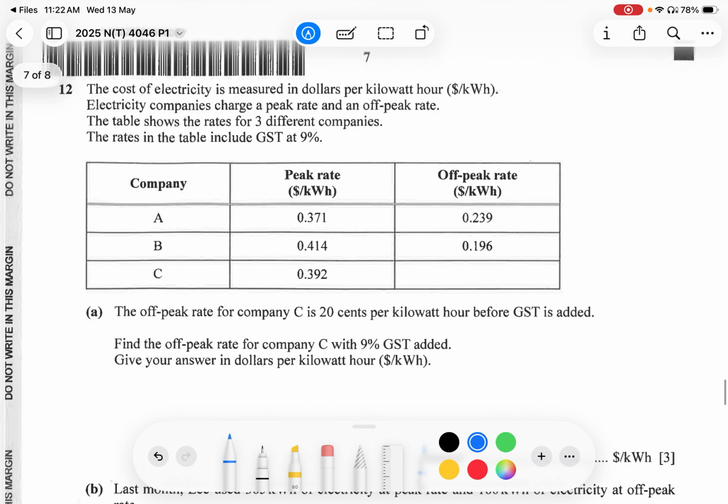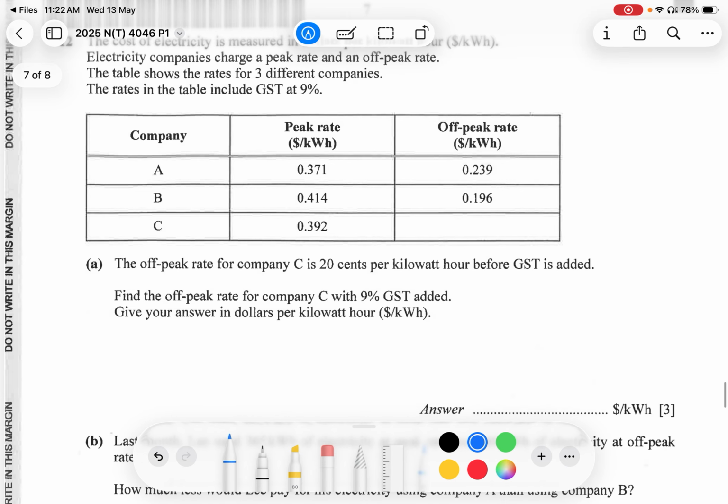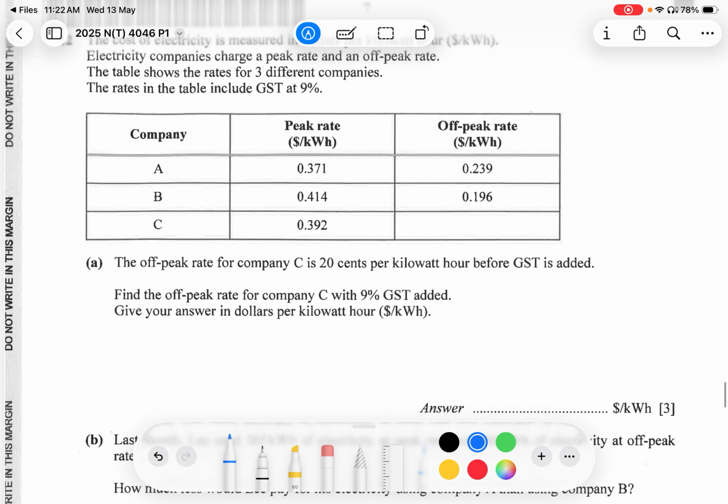The cost of electricity is this. Measure the price in GST. The table includes GST at 9%. The off-peak for C is 20 cents. So I'll find the off-peak with 9% GST added. Give in dollars per kilowatt hour. So, what is the 9% GST of this one? So it will be 9 over 100. I change to dollars since it's all in dollars.